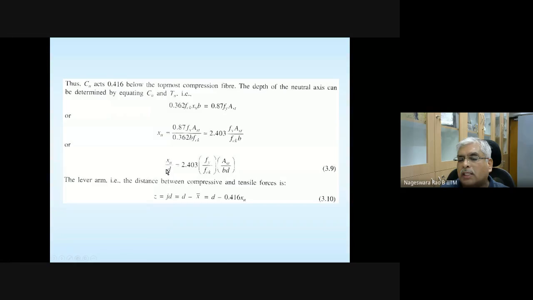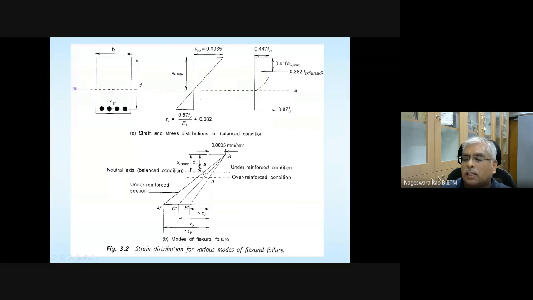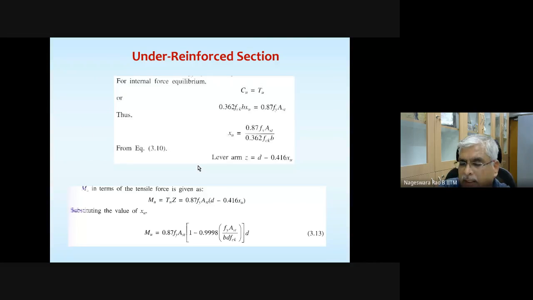So if you see this equation, this is nothing but rearranging this one. If the grade of steel is known, then fy is known, the grade of concrete is known, fck is known, the area of steel is known, and the section dimensions are known, you can calculate Xu divided by d and compare it with the limiting value. If it is less than that, then it is an under-reinforced section. So let's discuss further how to calculate the moment carrying capacity of an under-reinforced section.